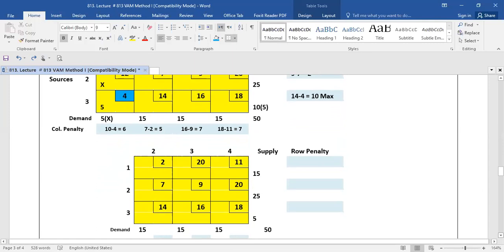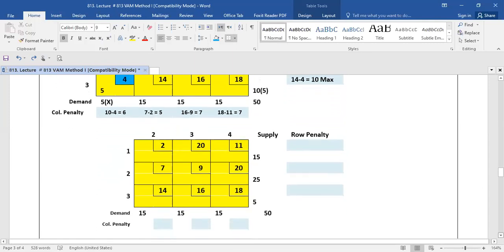In the similar way, you will make your row penalties and column penalties. In the first row, 2 is the smallest and the next smaller is 11. So the difference will be 11 minus 2. In the next row, the difference is 9 minus 7. And in the next row, the difference is 16 minus 14. And in the next column, the difference is 5, as we have 2 as the smallest value and the next smallest value is 7. So the difference is 5.